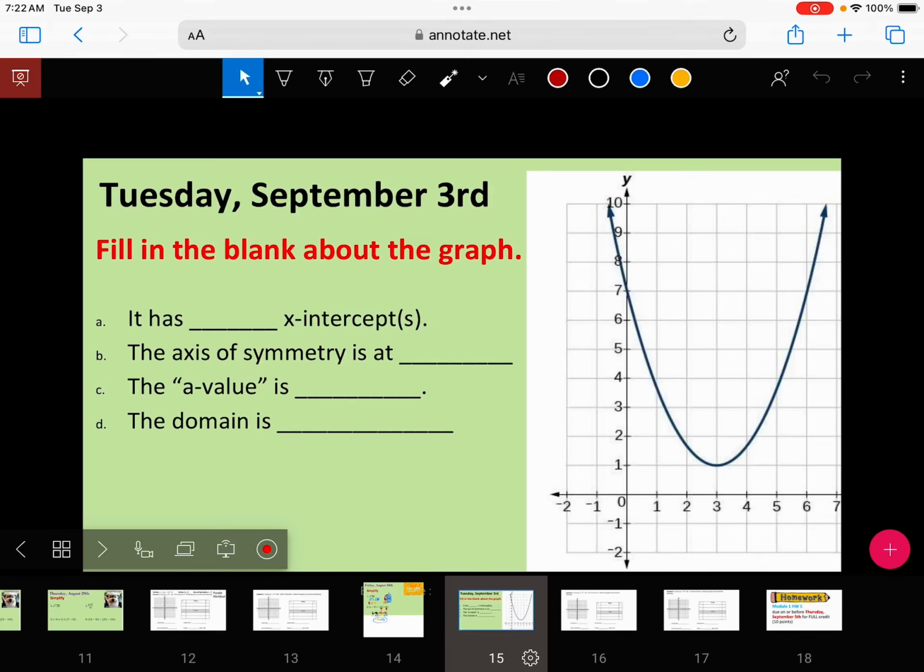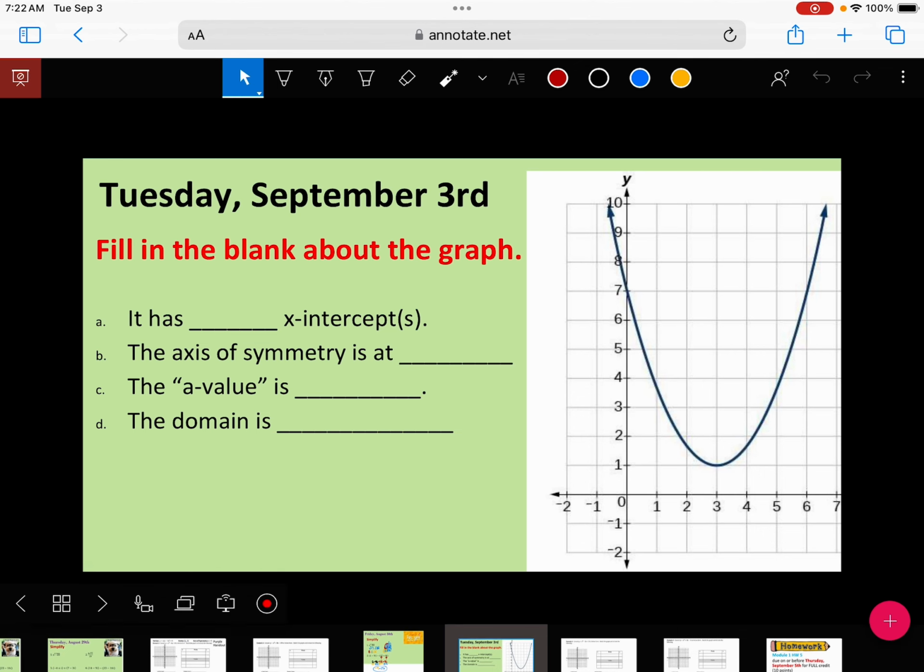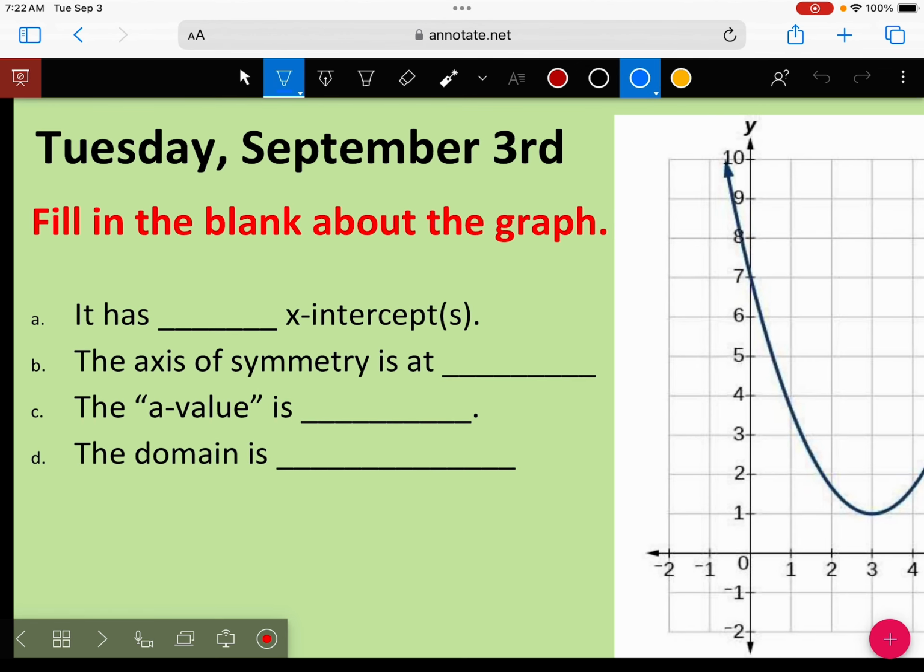What do we think for part A? How many x-intercepts does this graph have? Who says it has 2? Who says it has 1? Who says it has none? All right, so you would say it has 0.